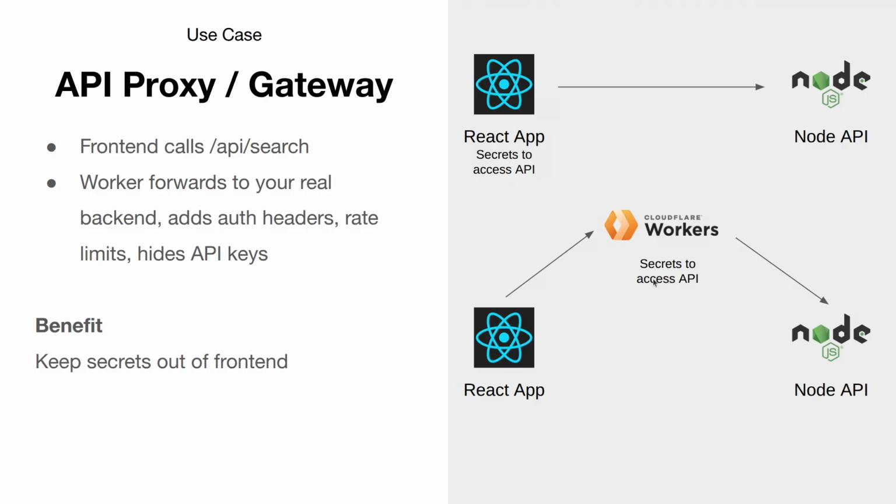So this is a common pattern for whenever you have to use third-party APIs, such as, for example, OpenAI, one of the AI APIs and that kind of stuff, because that way you never have to show the secret on the client side and it can't get stolen.